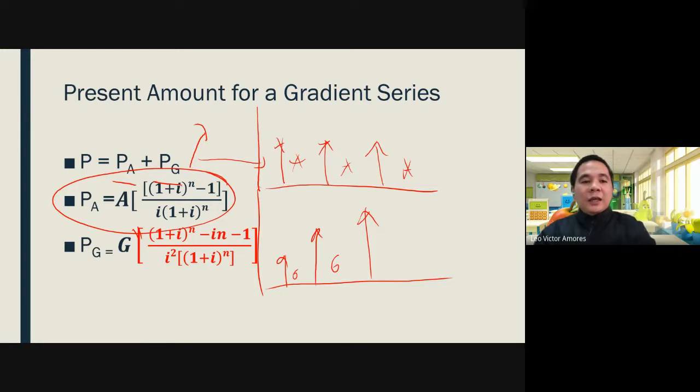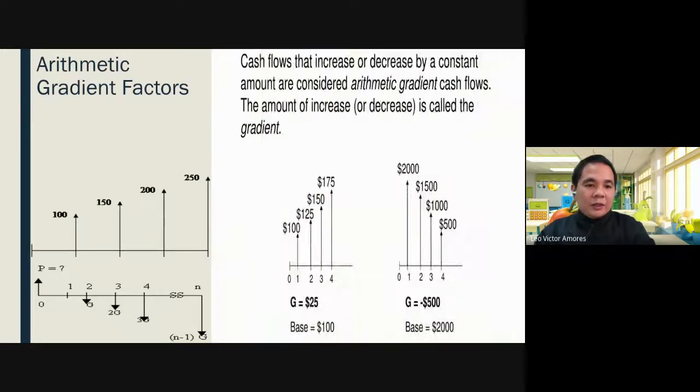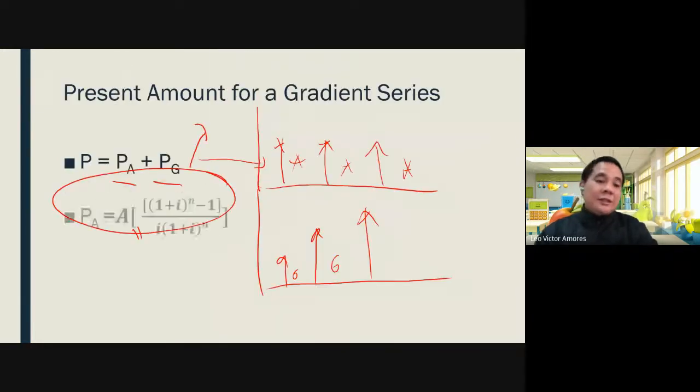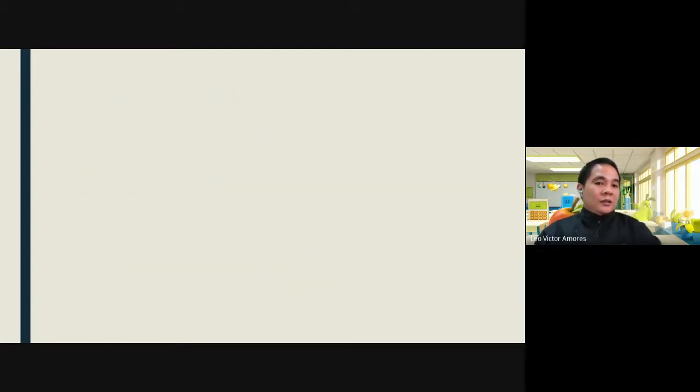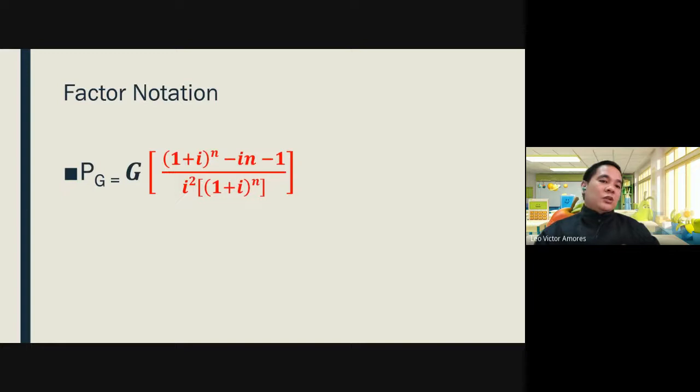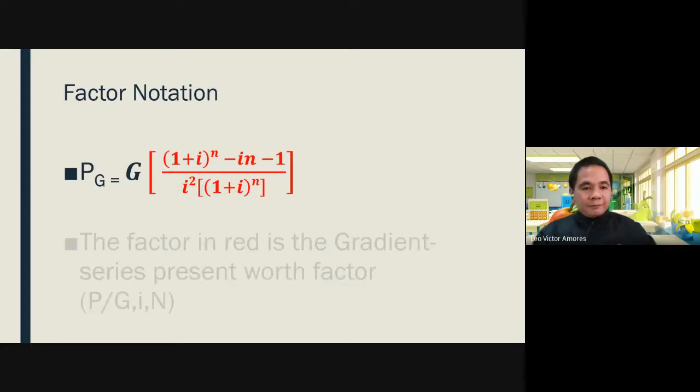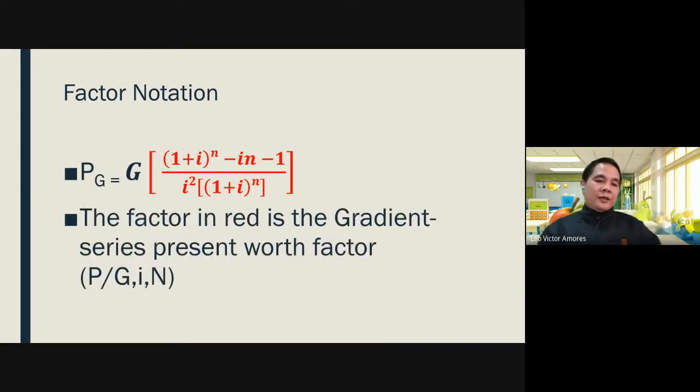So, sir, for example, in the example, if you have a gradient, how much is the increase? If you have 50, it is only 50. It is not the initial amount. Okay? So, by factor notation, this P of G, the one in red, is your present worth factor for the gradient.